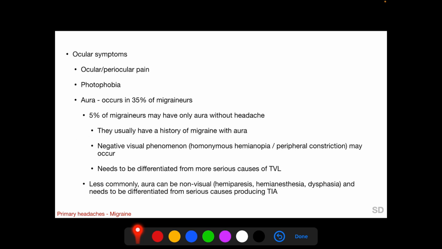They may have negative visual phenomena such as homonymous hemianopia and peripheral constriction of visual field, and thus they need to be differentiated from more serious causes of transient visual loss. Less commonly, the aura can be non-visual, such as hemiparesis, hemianesthesia and dysphagia, and then again they need to be differentiated from serious causes producing transient ischemic attacks with these symptoms and signs.